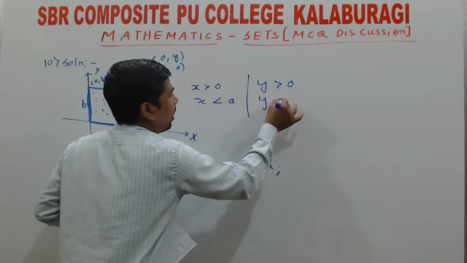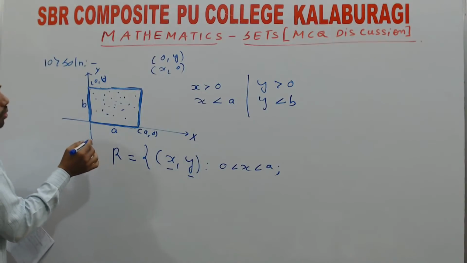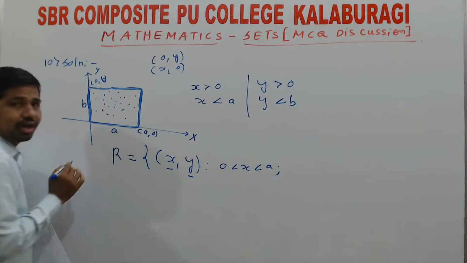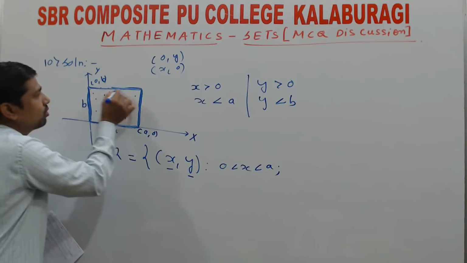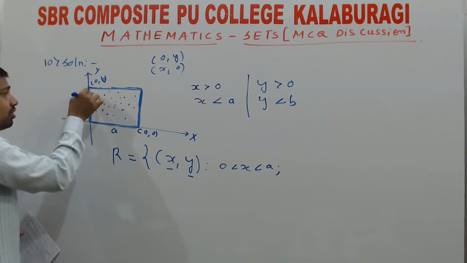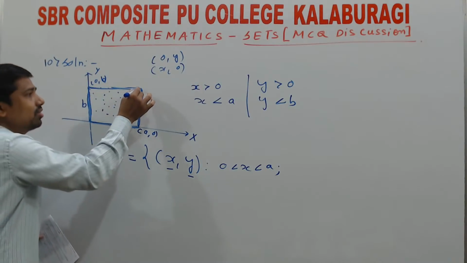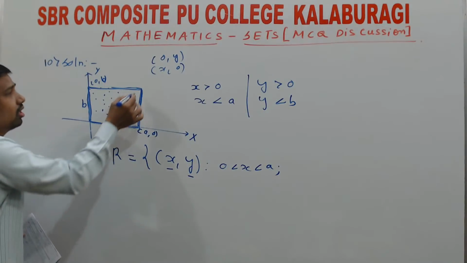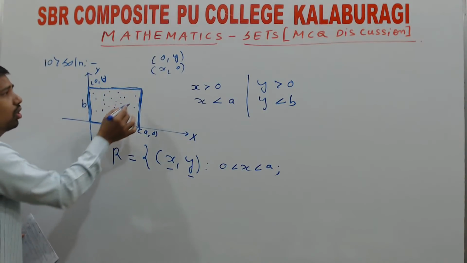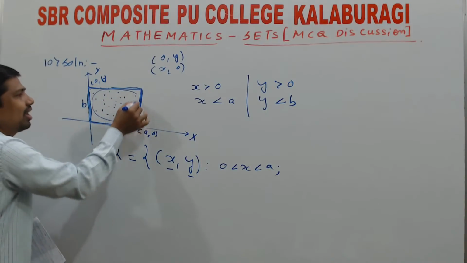Y should be less than b. So if I take y greater than 0, these points are eliminated. If I take y less than b, these points are eliminated. Again, if I take x greater than 0, these points are eliminated. If I take x less than a, these points are eliminated. So the points on the rectangle are not included. Only the points inside the rectangle have been included.